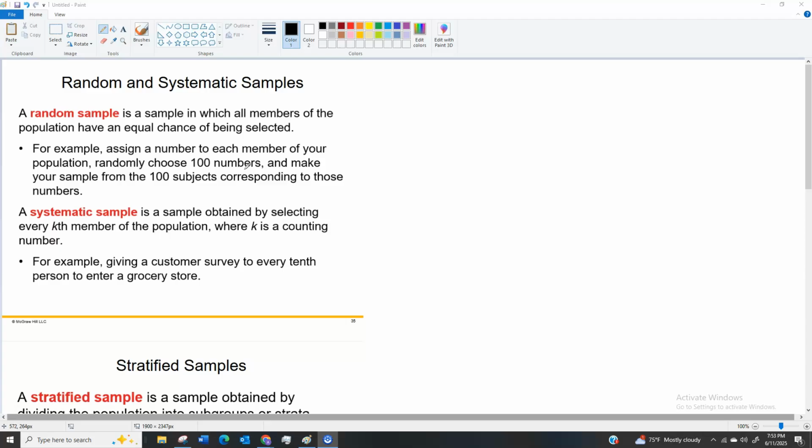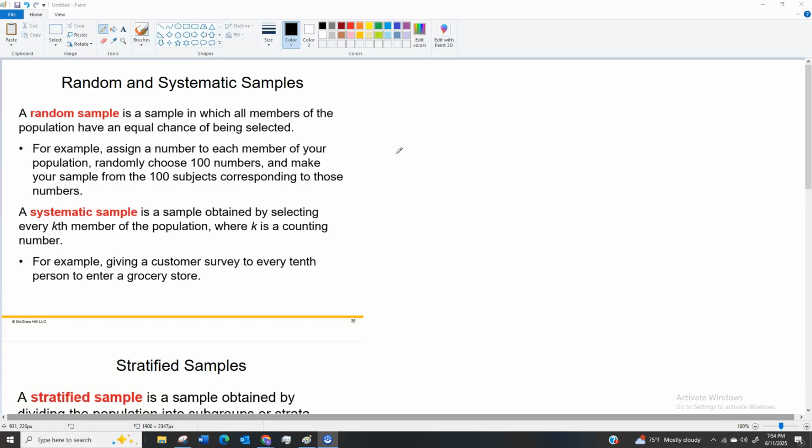For instance, let's say you have 1,000 people in your population. Maybe it's an entire grade at a high school, and you're going to sample 100 of those people. So you might assign the numbers 1 to 1,000, and then you use a random number generator of some sort. Calculators and computers have random number generators, and you have it generate 100 random numbers, and then those are the 100 people that you sample.